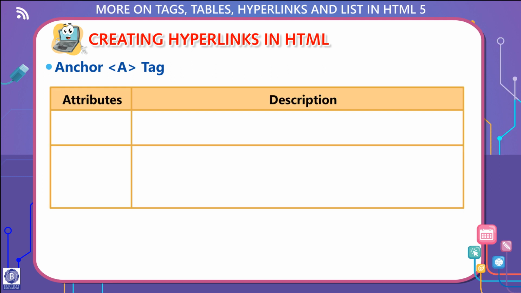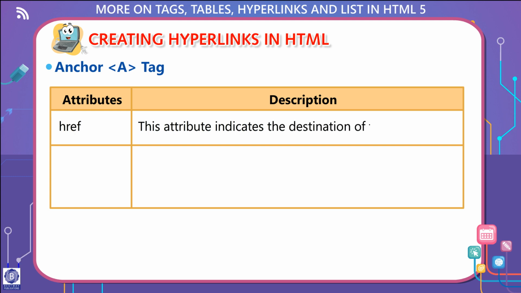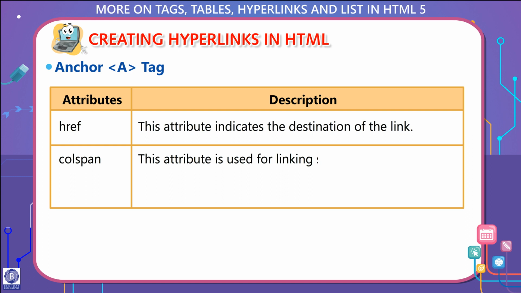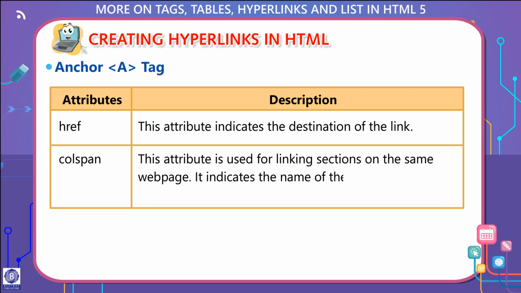Attributes. Description. href. This attribute indicates the destination of the link. name. This attribute is used for linking sections on the same web page. It indicates the name of the section within a web page.